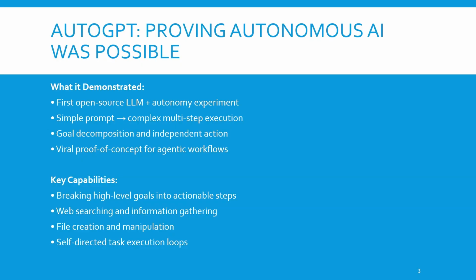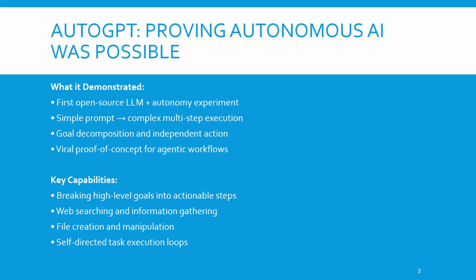Starting with AutoGPT. What is AutoGPT? AutoGPT is a first open source LLM plus autonomy experiment by OpenAI. It is used for multi-step execution, and is one of the first open source experiments used to combine a language model with true autonomy. Its impact was immediate and profound.